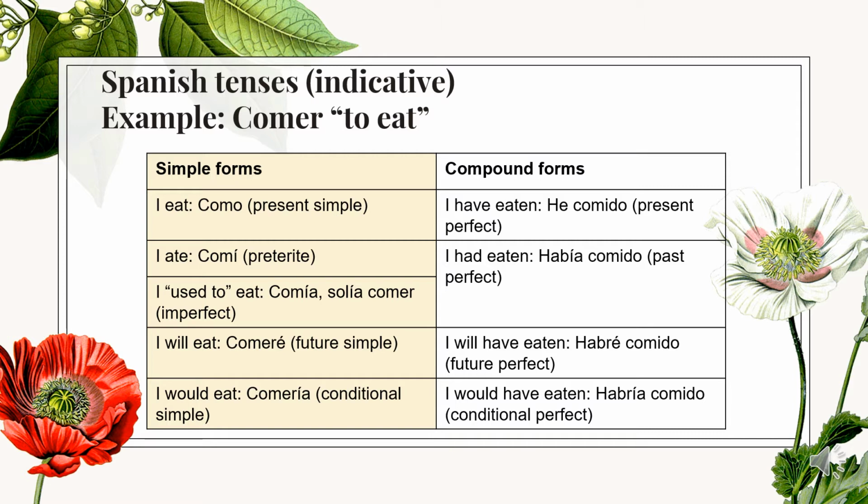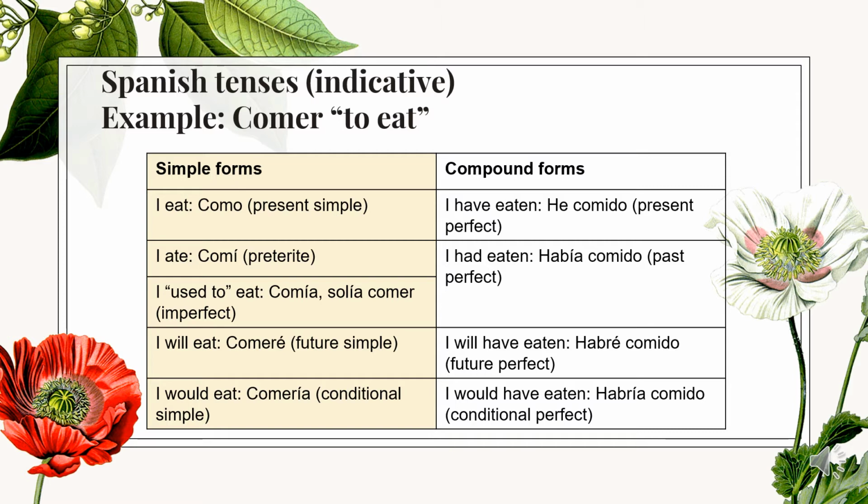In terms of the compound forms, we've got I have eaten, that's the present perfect. I had eaten, that's the past perfect, which we also call the pluperfect. I will have eaten, so if I will eat is a future simple, I will have eaten is the future perfect. And I would have eaten is the conditional perfect.